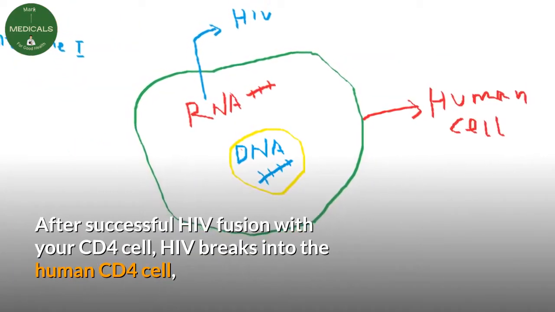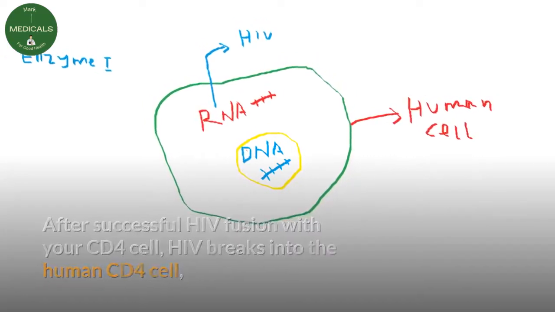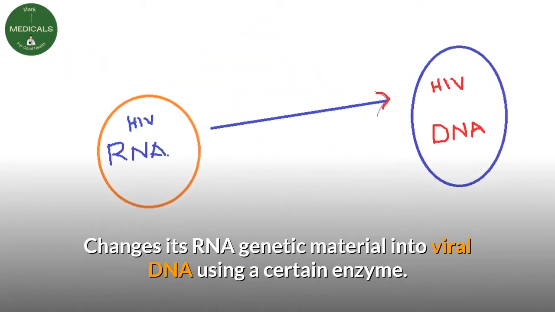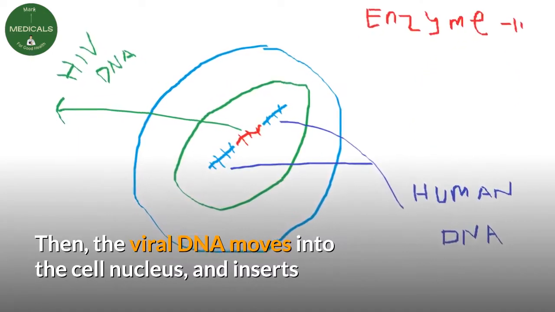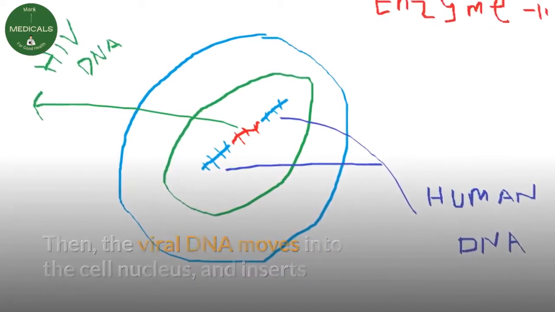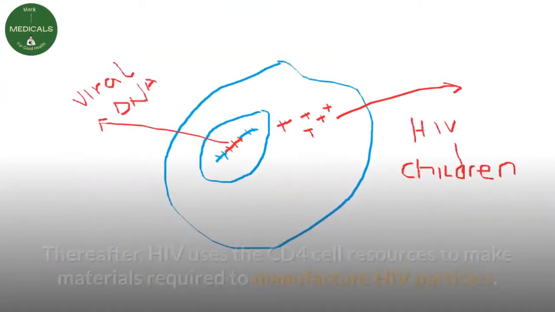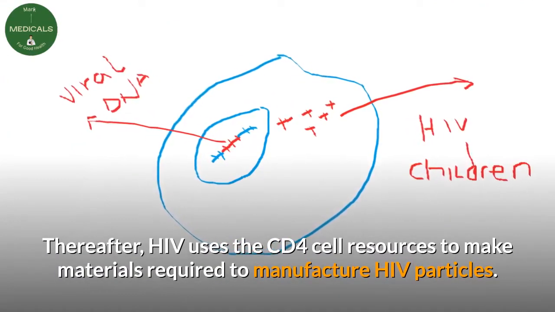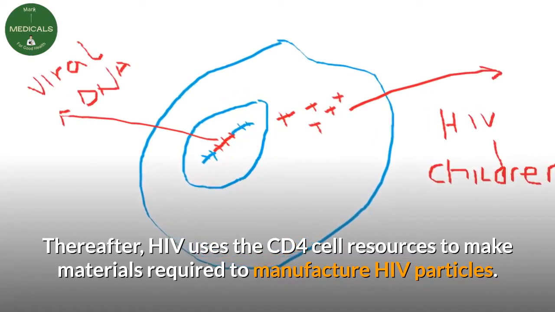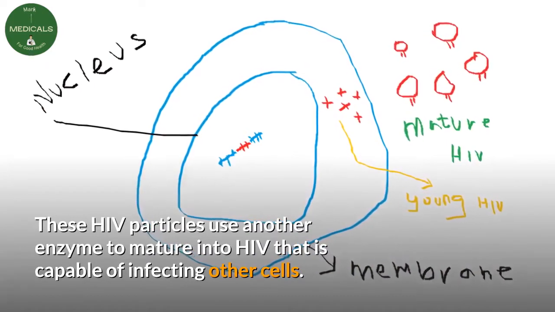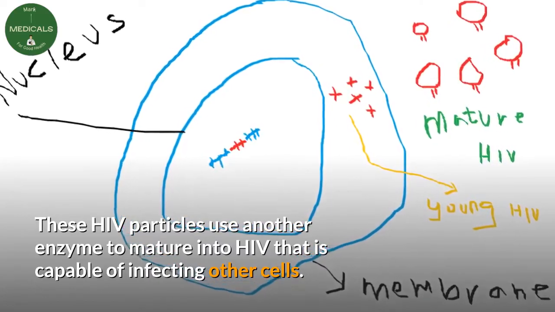After successful HIV fusion with your CD4 cell, HIV breaks into the human CD4 cell, changes its RNA genetic material into viral DNA using a certain enzyme. Then, the viral DNA moves into the cell nucleus, and inserts or integrates itself into the CD4 DNA using another enzyme. Thereafter, HIV uses the CD4 cell resources to make materials required to manufacture HIV particles. These HIV particles use another enzyme to mature into HIV that is capable of infecting other cells.